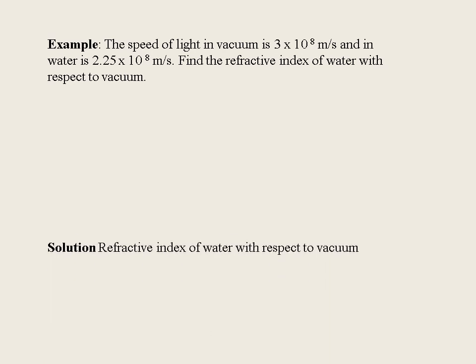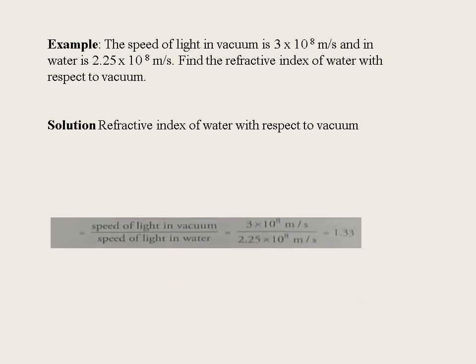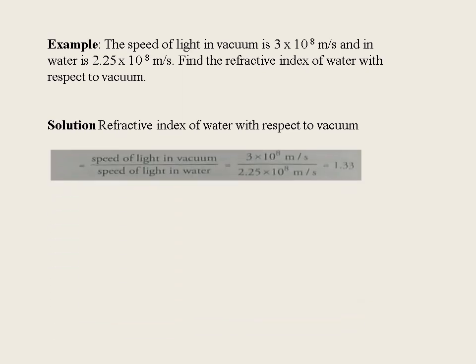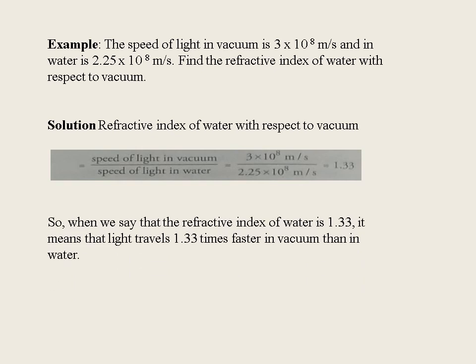Solution: the refractive index of water with respect to vacuum is the speed of light in vacuum divided by the speed of light in water, which is 3 into 10 to the power of 8 meters per second divided by 2.25 into 10 to the power of 8 meters per second, which is equal to 1.33. So when we say that the refractive index of water is 1.33, it means that light travels 1.33 times faster in vacuum than in water.